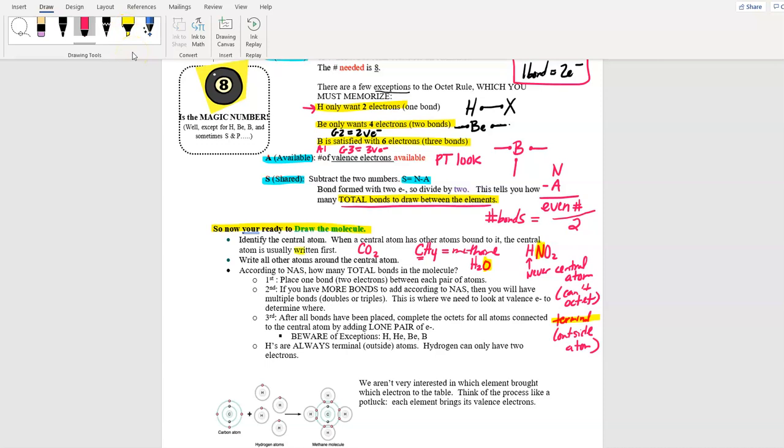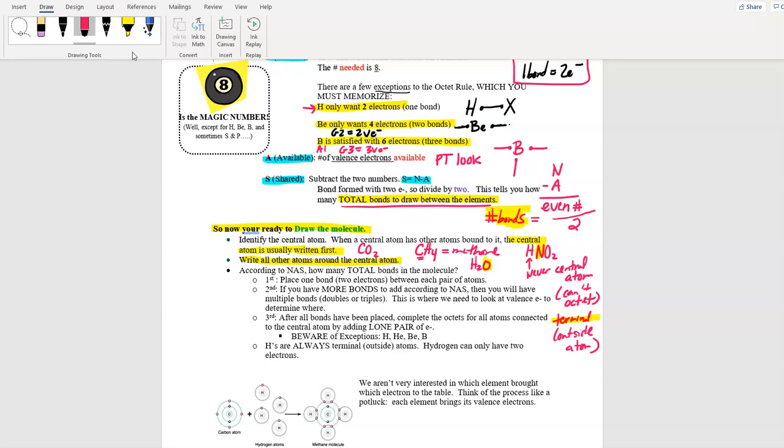So usually written first. I'm just going to highlight a couple things. Write all the other atoms around that central atom. Okay, sounds pretty simple. According to Naz, how many total bonds are in the molecule? So this key calculation tells me where every single line I need to draw in the whole molecule. But the question is where am I going to draw those bonds in that molecule?